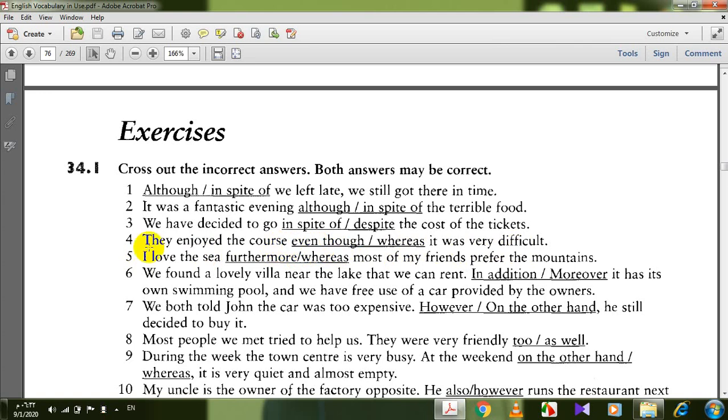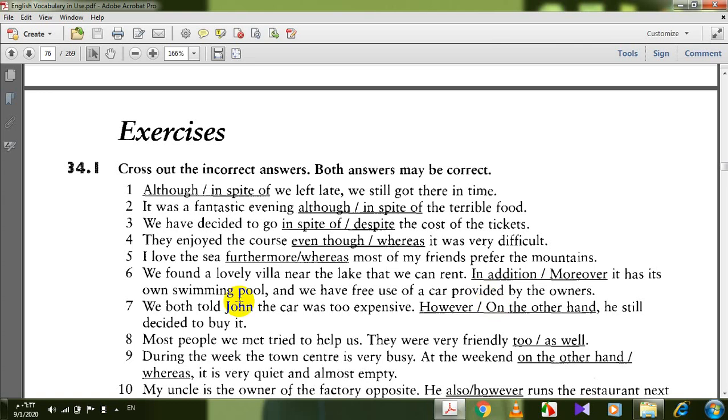They enjoyed the course, even though it was very difficult. I love the sea, whereas most of my friends prefer the mountains. We found a lovely villa near the lake that we can rent. In addition, moreover, it has its own swimming pool, and we have free use of a car provided by the owners. The answer is in addition or moreover.